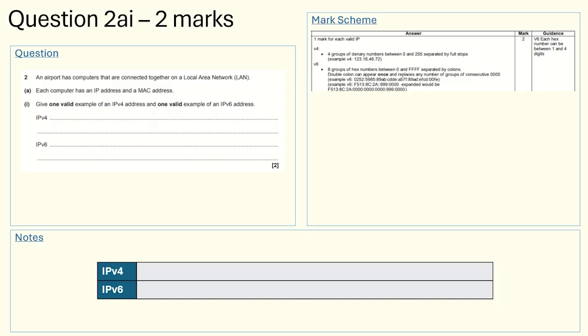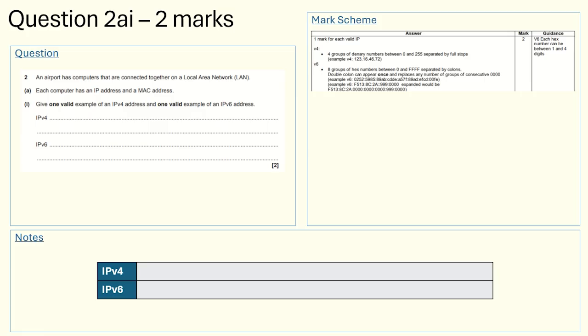Question 2AI is worth 2 marks, and this scenario that you're given here for the questions that come after this are talking about an airport. So it says an airport has computers that are connected together on a local area network, or a LAN. Each computer has an IP address and a MAC address. Give 1 valid example of an IP version 4 address and 1 valid example of an IP version 6 address.